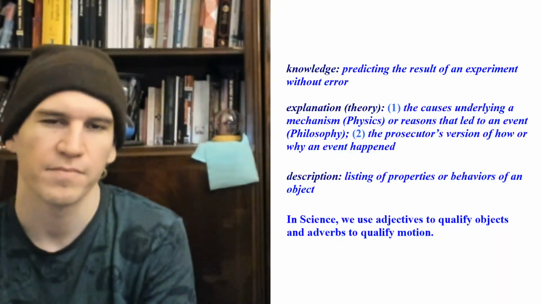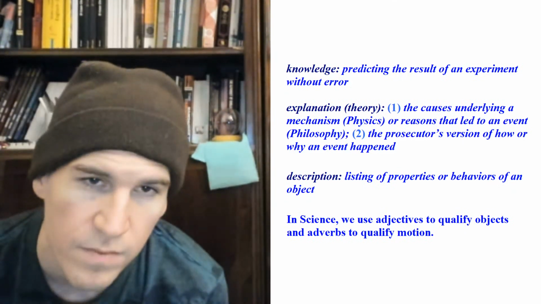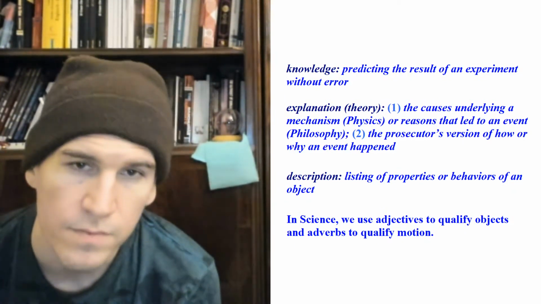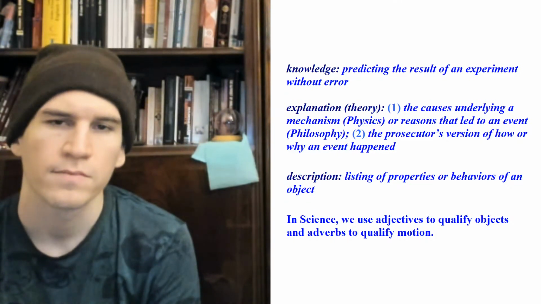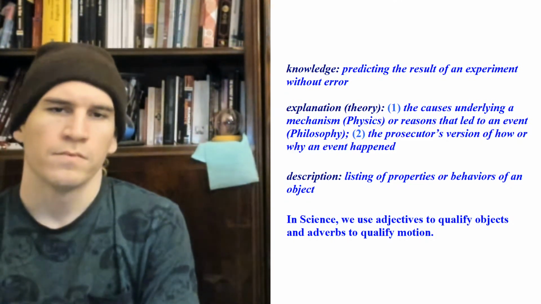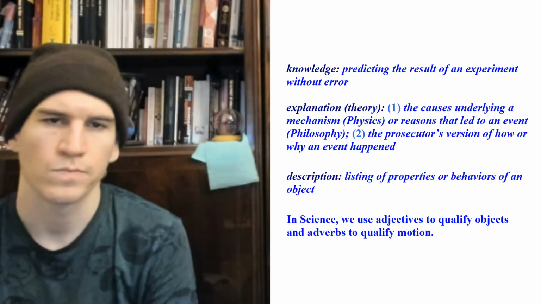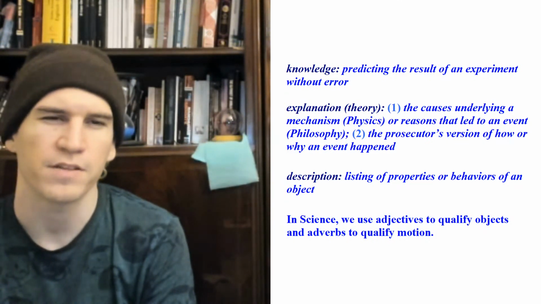And so here, let's complete that. Here we have it. Okay. So we have to define these terms. Knowledge, what is knowledge? This is according to my definition, okay? Knowledge: predicting the result of an experiment without error. Okay, that's what knowledge has always meant. But that's in retrospect.